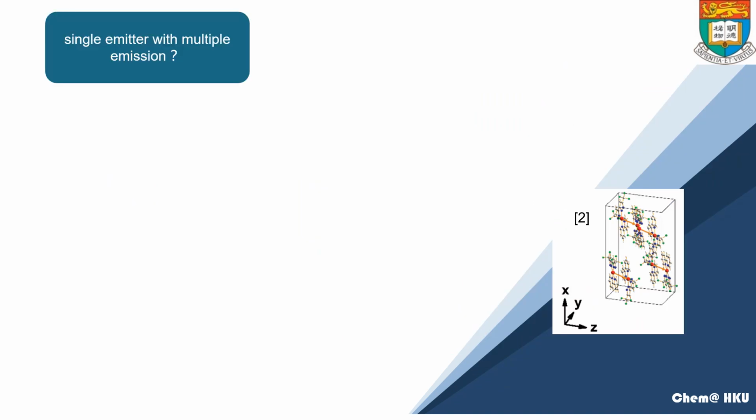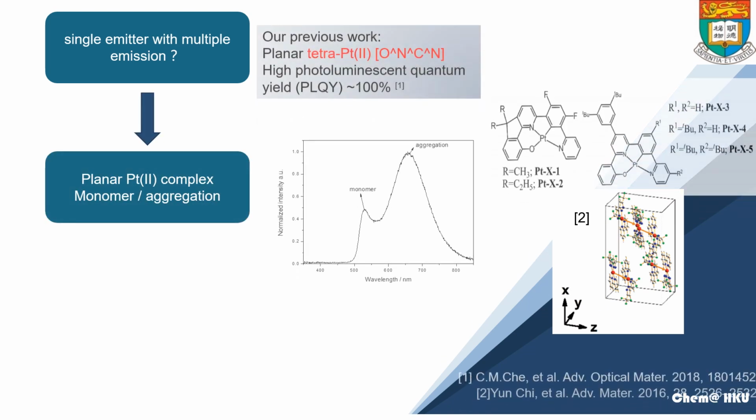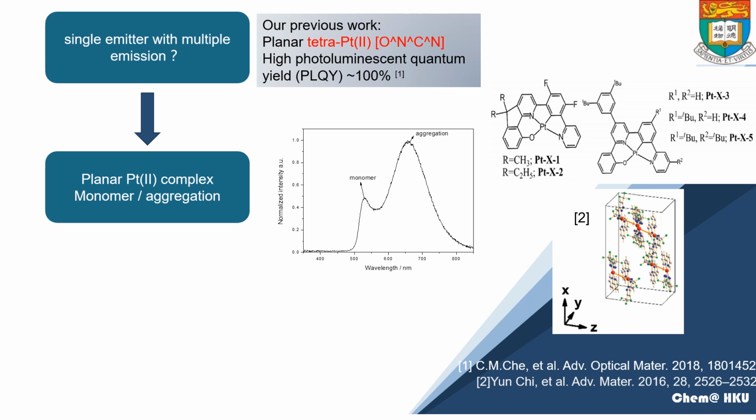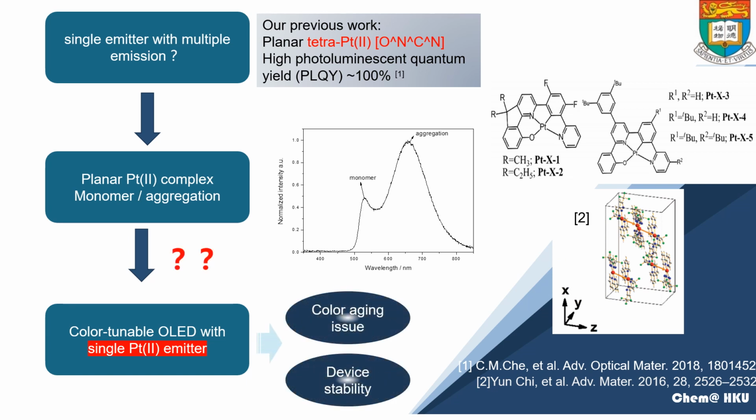And is there a single emitter with multiple emission? Of course, yes. Thanks to our previous work, the planar PT2 complex has both monomer and aggregation emission with different peaks. So is it possible to fabricate color-tunable OLED with a single PT2 emitter? If so, the color aging issue could be solved perfectly and the device stability will be improved a lot.